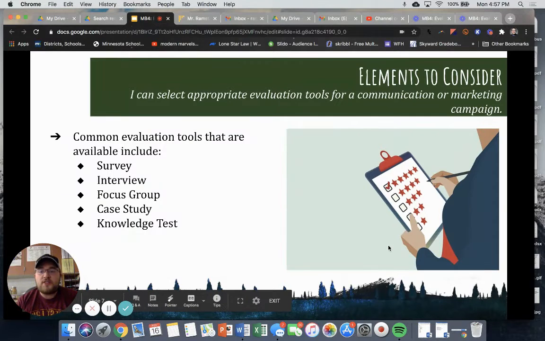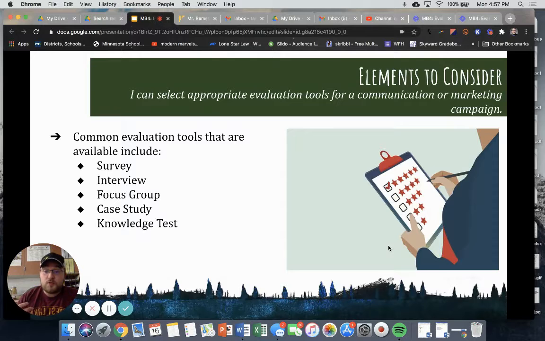Common evaluation tools that are available. We've talked a lot about surveys, but surveys are probably the most common. An interview: if I were to interview people after a marketing campaign and ask them specific questions about that, I could get some data from that. A focus group is when a person would lead a discussion with 6 or 7 people in a cabinet style discussion, a town hall meeting, to talk about what worked and what didn't work in the campaign.